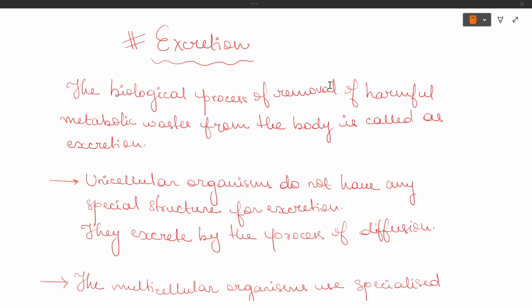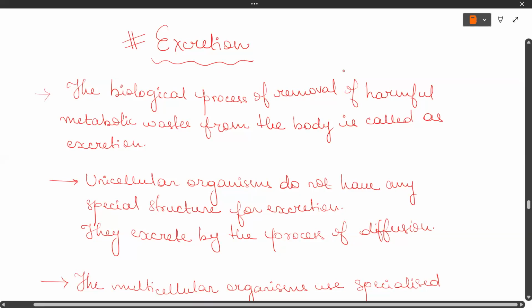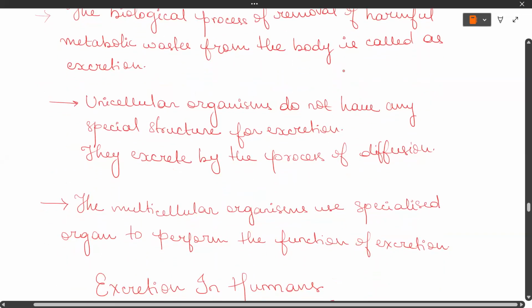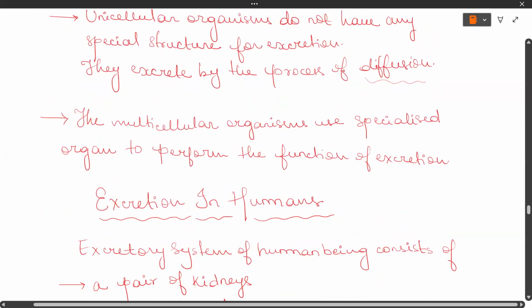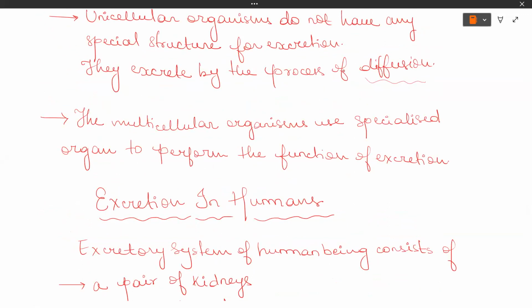All right, so let's talk about excretion now. We are done with all the life processes and this is the last life process. What is excretion? Excretion is the biological process of removal of harmful metabolic waste from the body. Unicellular organisms, the most primitive ones, do not have any special structure for excretion, so their process is only diffusion. But in multicellular organisms, specialized organs are there for excretion.